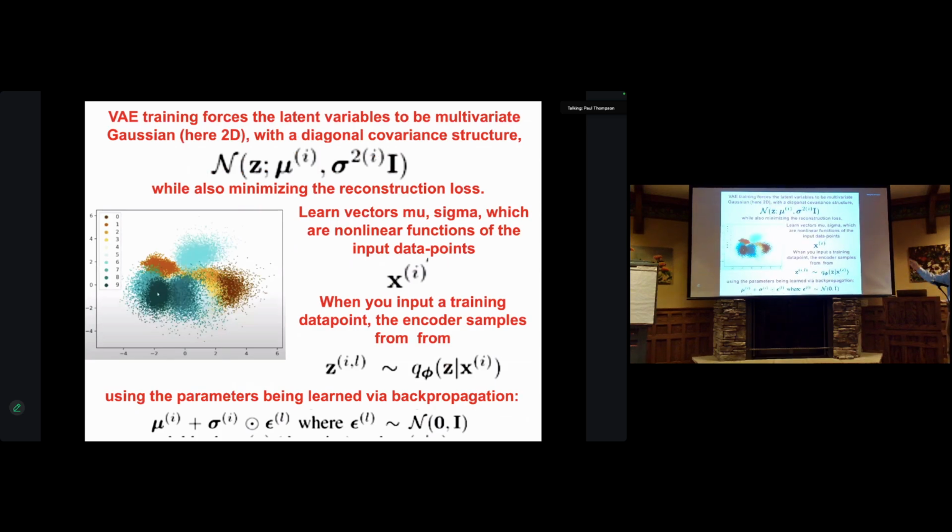VAE training forces the latent variables to compress your input into an embedding space. You learn vectors mu and sigma, which are nonlinear functions of the input data points. And then when you input a training data point, it lands in latent space in a certain position that's in this multi-dimensional cloud. It's like you've made your own cloud of latent data.